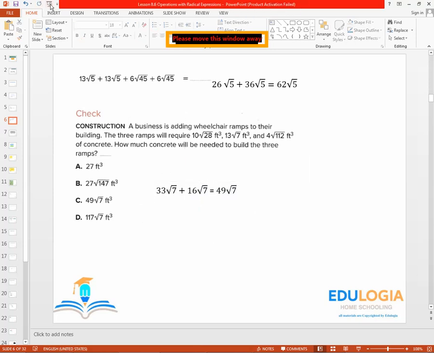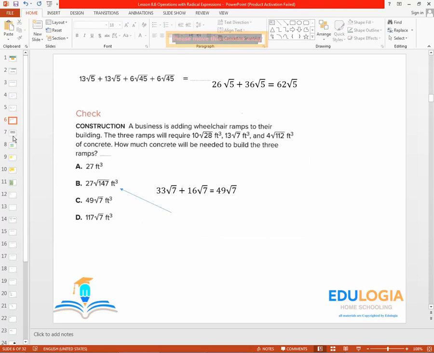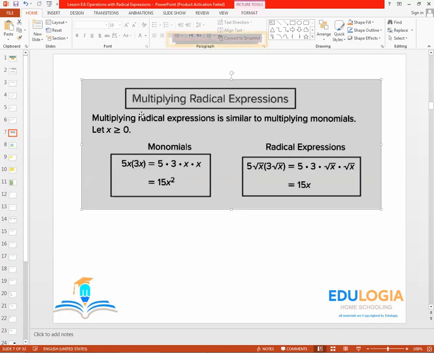Okay, here. Very good. I'll depend on PowerPoint, not the Zoom. Here, guys, about multiplying radicals, multiplying radical expressions. Multiplying radical expressions is similar to multiplying monomials. Suppose x is 0 or positive. If I ask you to multiply 5x and 3x, you're going to multiply numbers first, 5 times 3 to get 15.